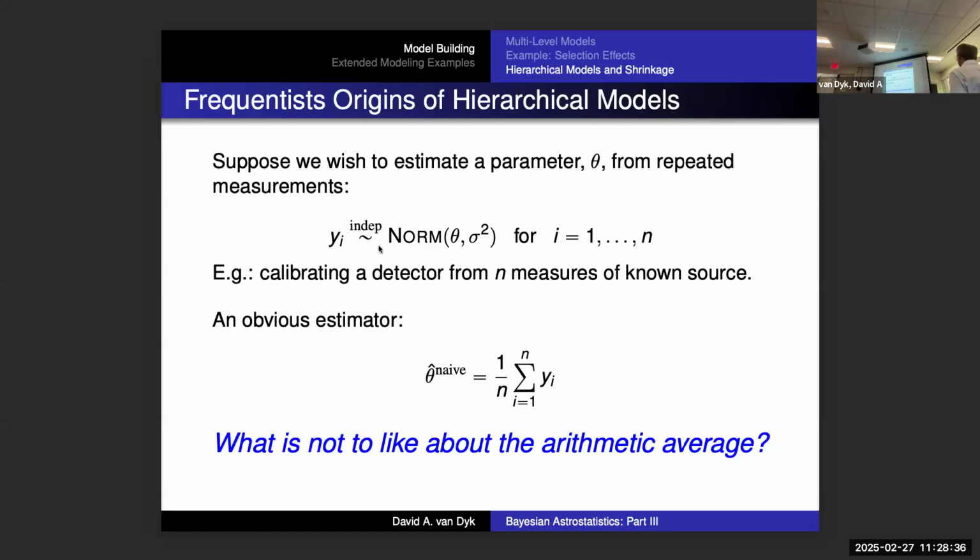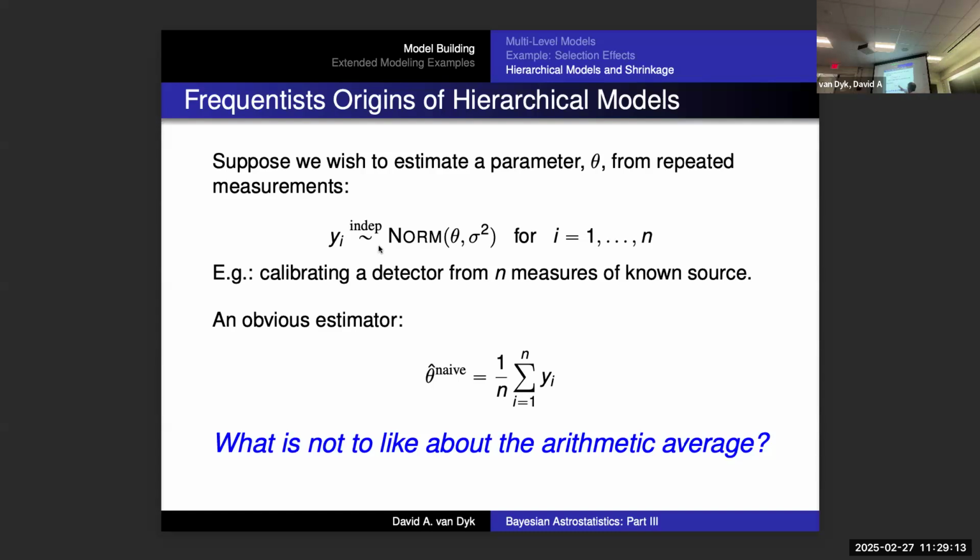So let's think about a simple case here. Suppose you want to estimate a parameter theta from repeated measurements. So just one parameter I want to learn, but I have a repeated measurement. Suppose I'm trying to calibrate my detector. So I look at a particular source multiple times. I want to see if the mean is equal to the true value and how much variability I get between observations. So I'm interested in estimating theta. Maybe I know about sigma squared already, or maybe I want to estimate that as well. But we're focusing on theta.